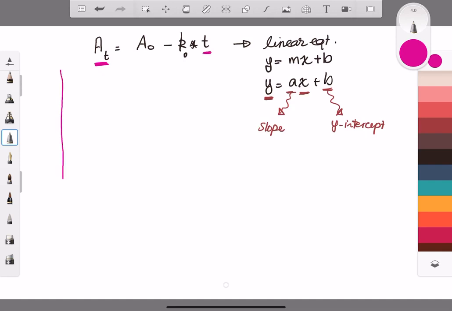If I want to draw A at the time of t versus time, I will have a y-axis and an x-axis. So I have this y, x, and I have it here as t, which is my time, and here as A at a certain time, or the amount of the drug at a certain time. And this is a rectilinear graph. Okay, so let's start with this.